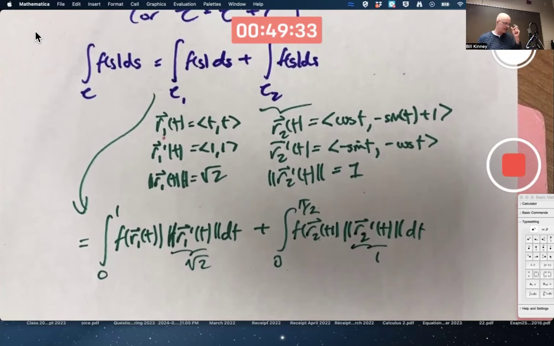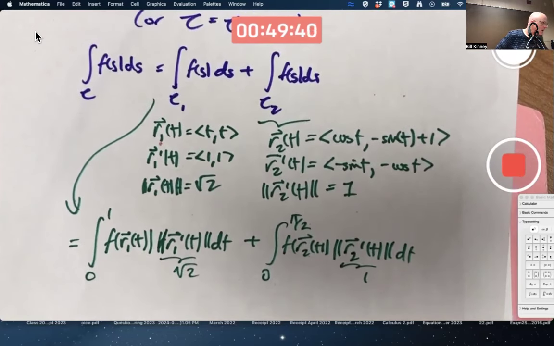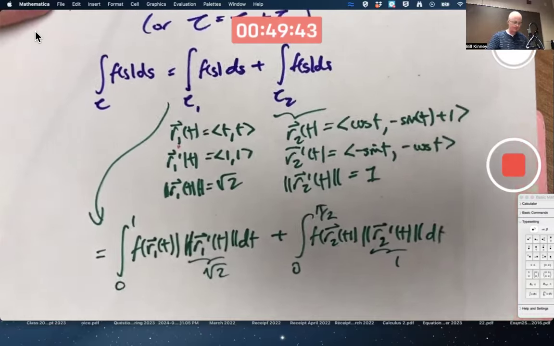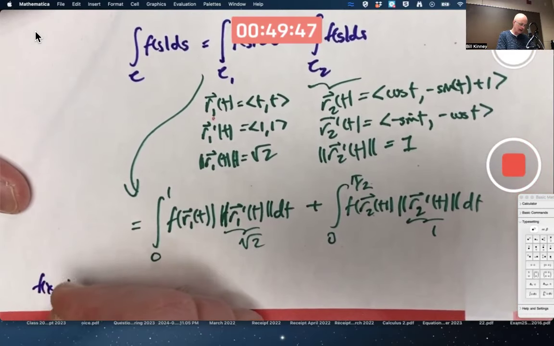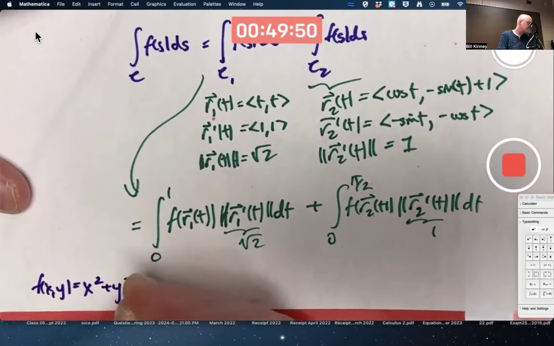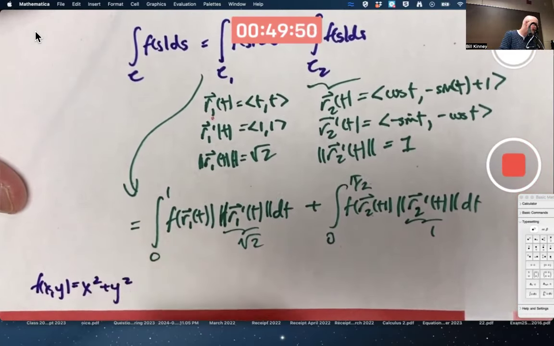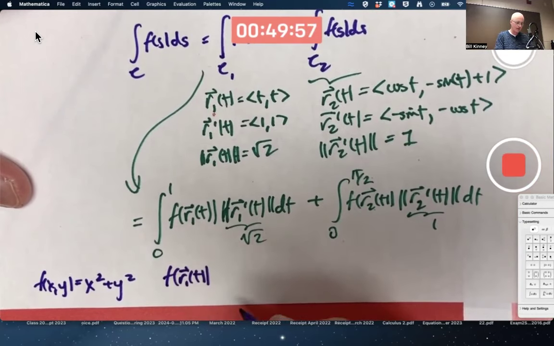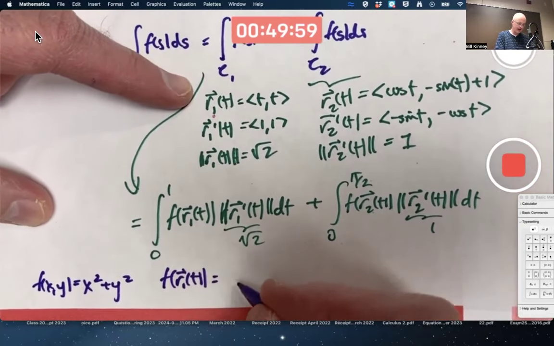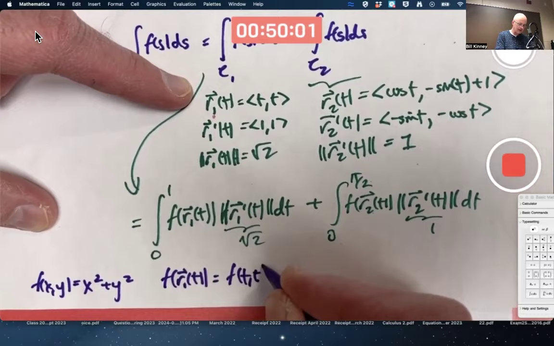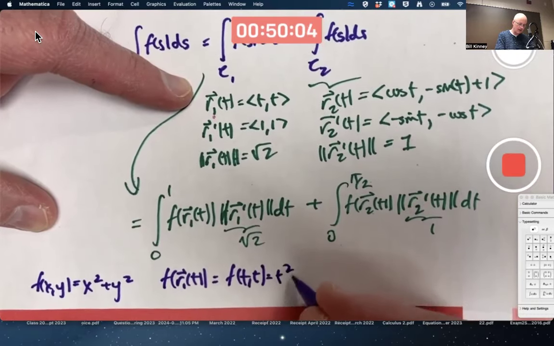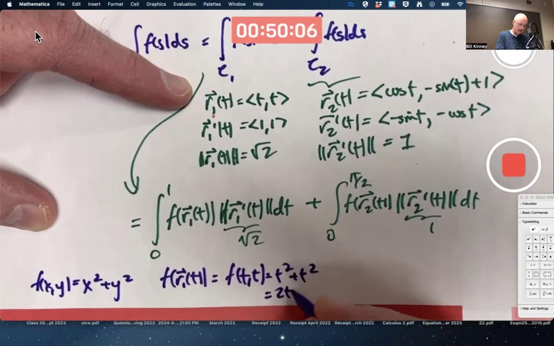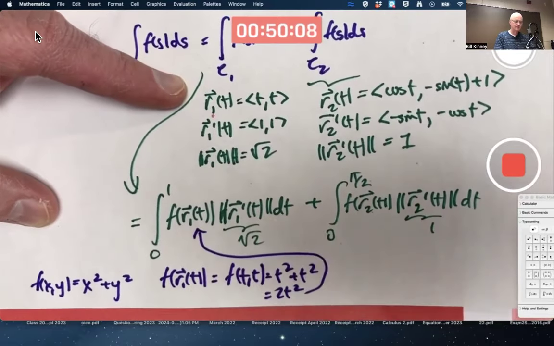What is f of these things? It depends on what f is. In problem 10, f is given to be x squared plus y squared. F of x, y is x squared plus y squared in number 10. That would mean f of R1 of t is effectively f of t comma t. t squared plus t squared. 2t squared. That's what goes right there.